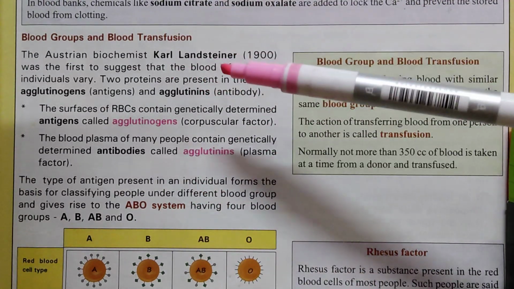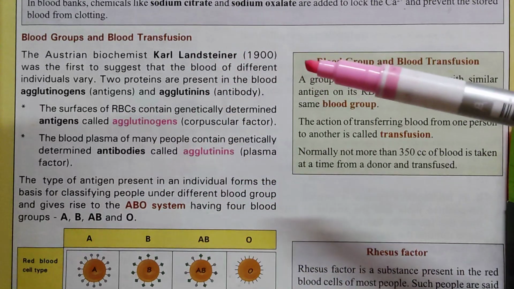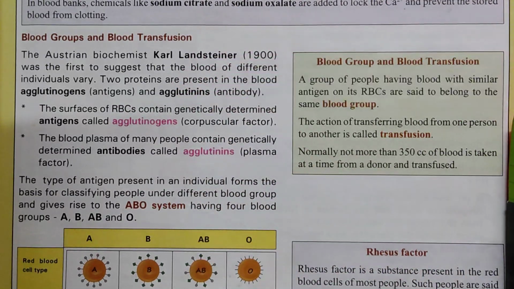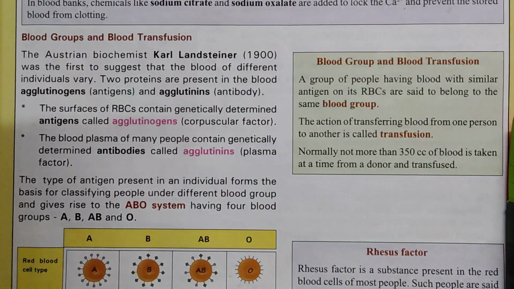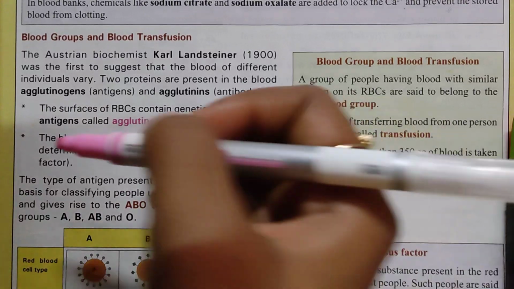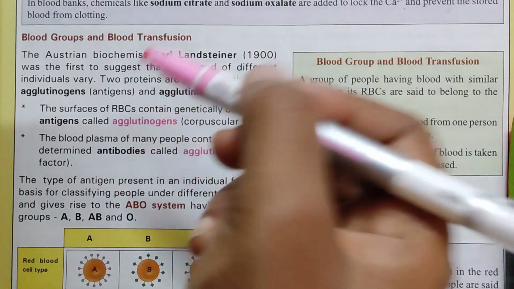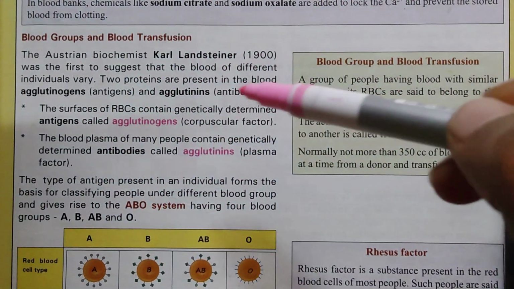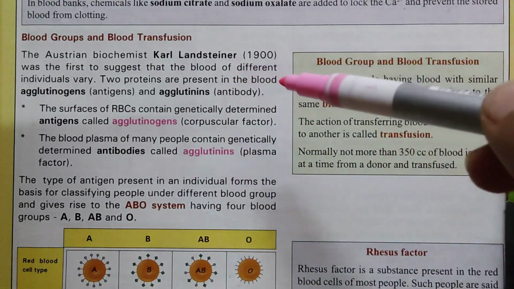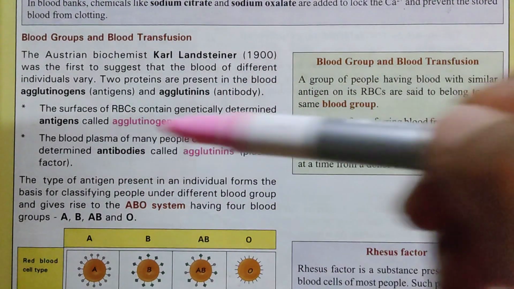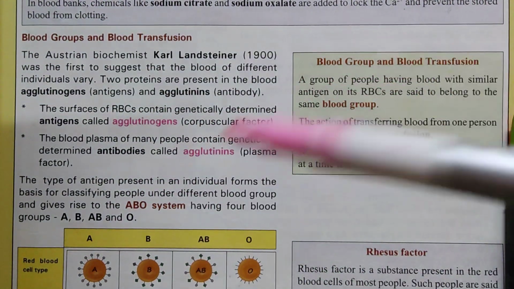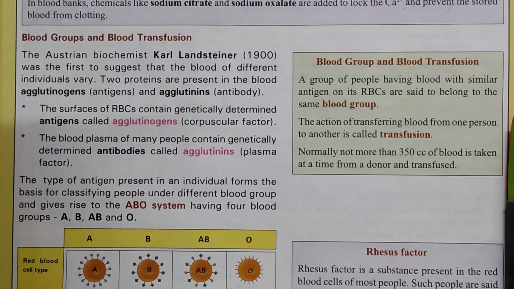Now, he talked about two proteins present in blood, out of which one is agglutinogen and the other is agglutinins. What are agglutinogens? They are the antigens. And what are agglutinins? They are the antibodies. Because of the presence of these two things in the blood, we can differentiate different blood groups.